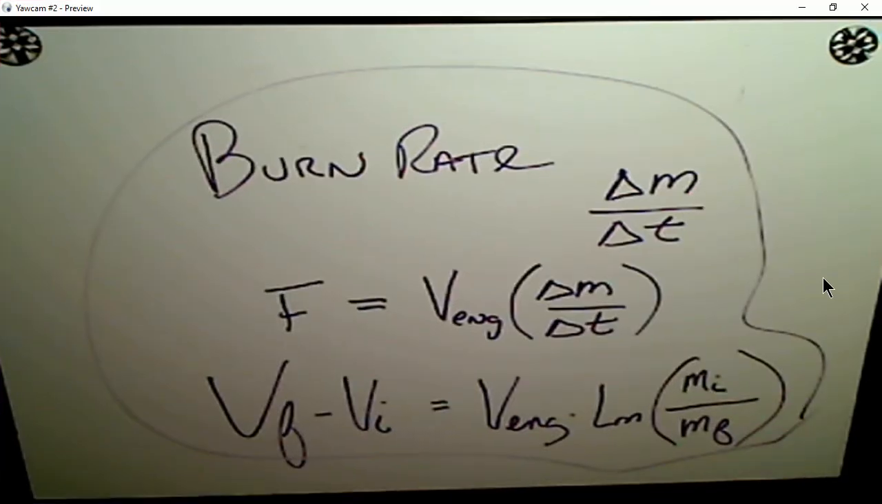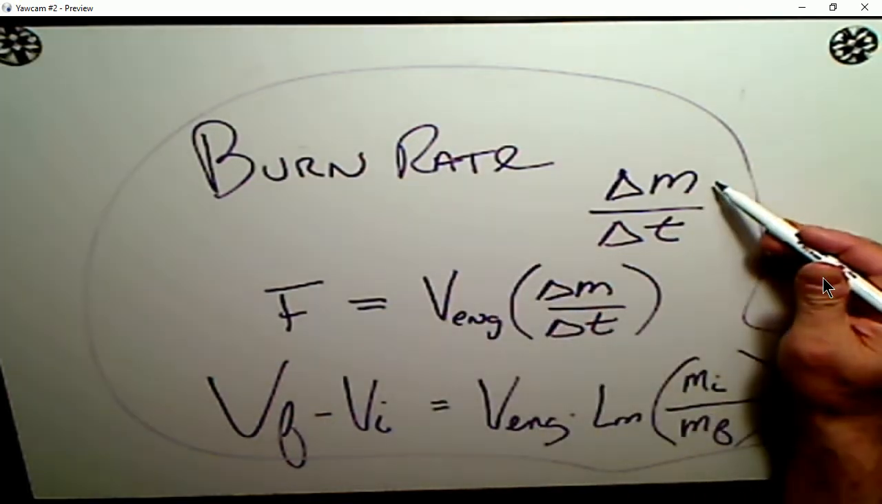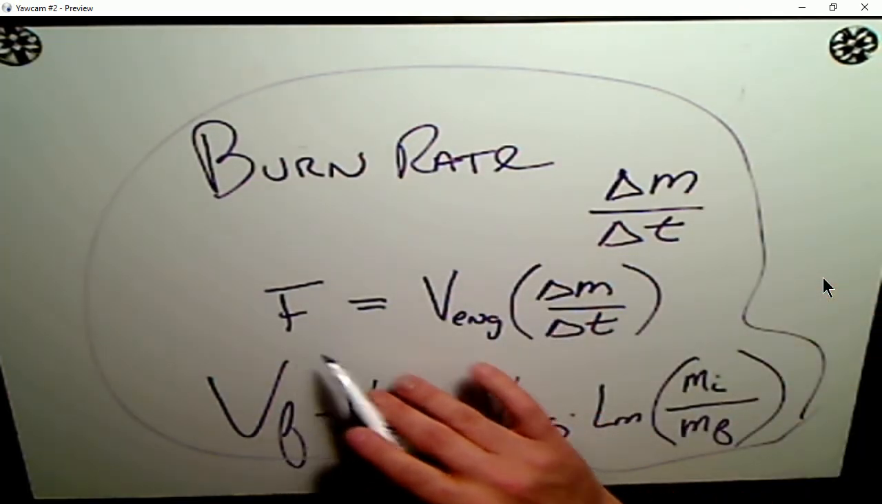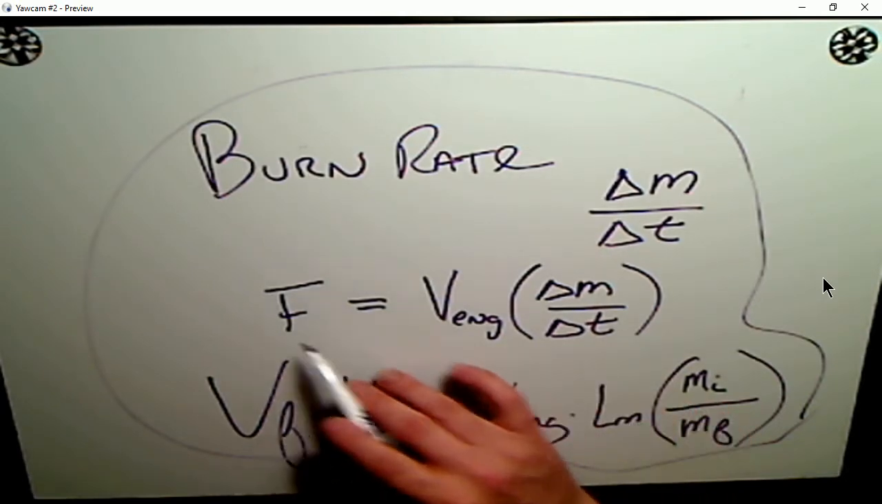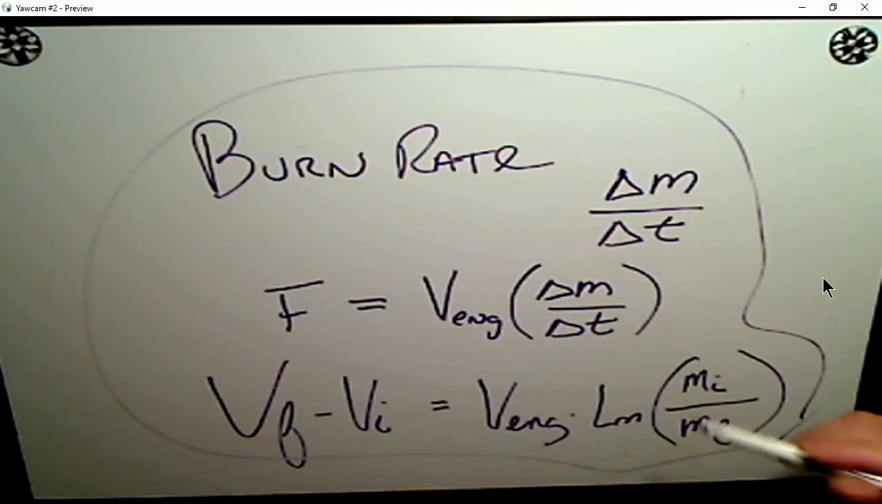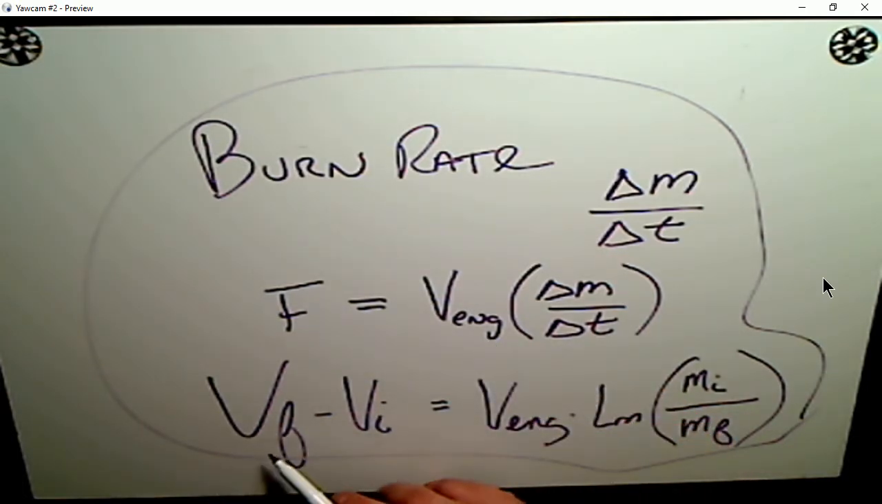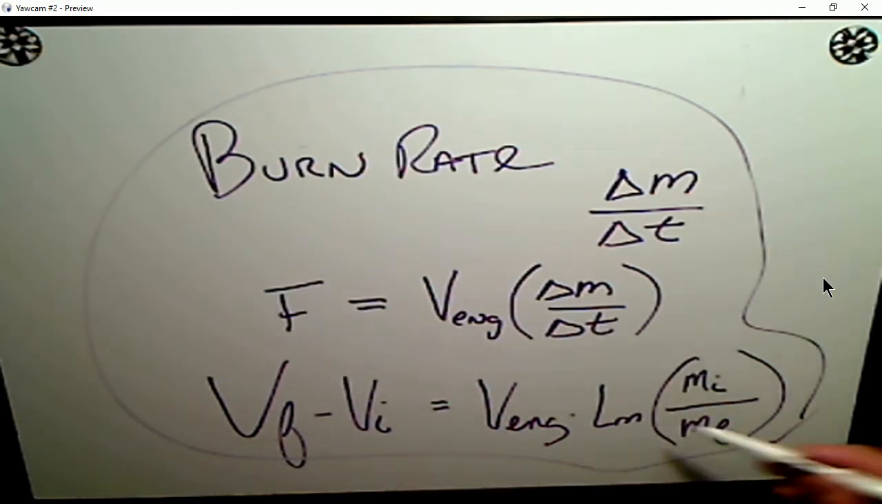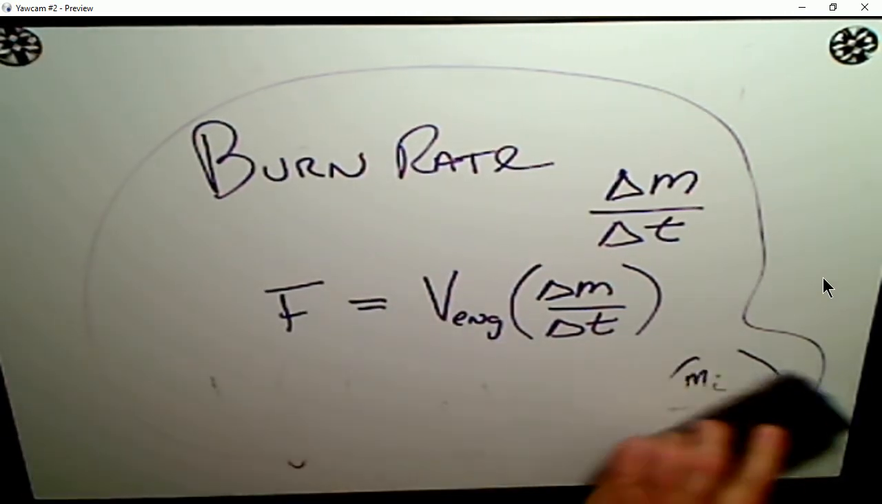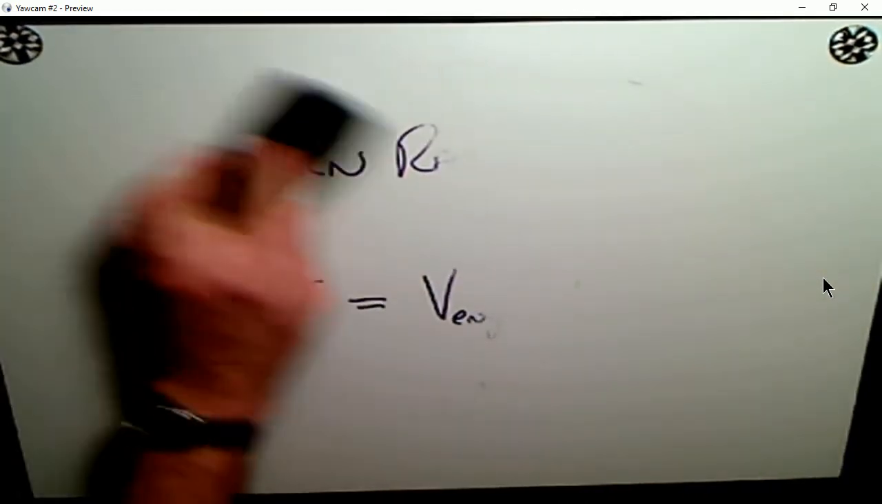So that's what this all really boils down to. We have a burn rate, change in mass over time. We have the thrust out the back we can calculate given the velocity of the engine times that burn rate. And this equation, velocity final minus velocity initial, is equal to the velocity of that engine thrust times the natural log of mass initial over mass final. As always, this becomes easier if we do an example. So let's do one.